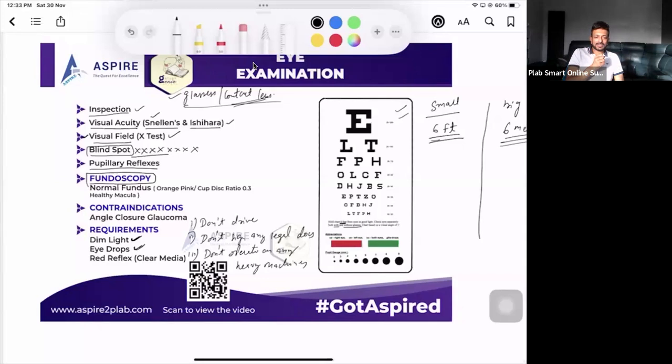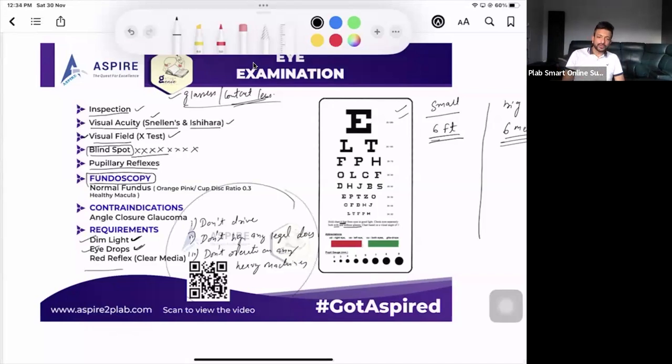Now, a lot of candidates ask me, if the patient has acute angle closure glaucoma, can I not do fundoscopy? You can do fundoscopy, that's absolutely okay, but you don't put in the dilating eye drops, because the patient's pupils are already dilated. So acute angle closure glaucoma is a contraindication for the eye drops, not for fundoscopy per se. This is very important. So you need to have dim light, you need to put in the eye drops, and mention these general advices as well.